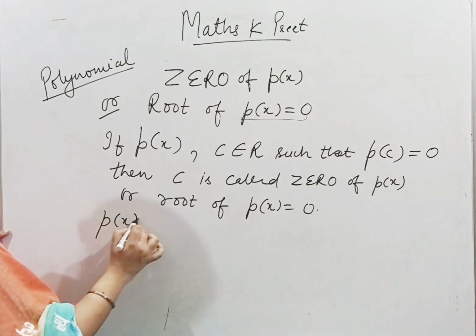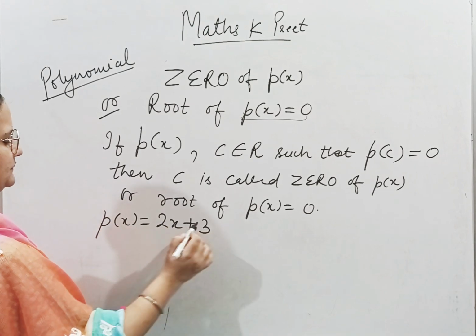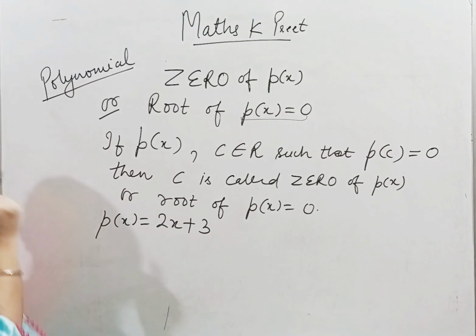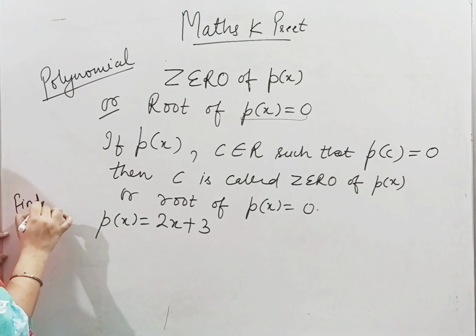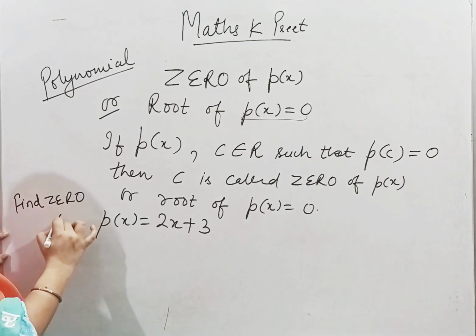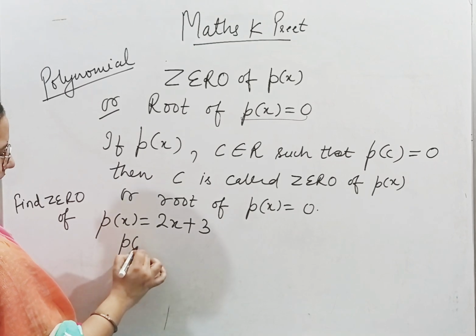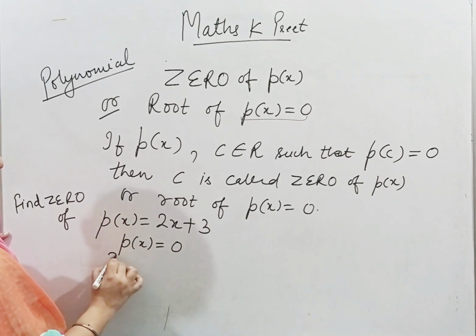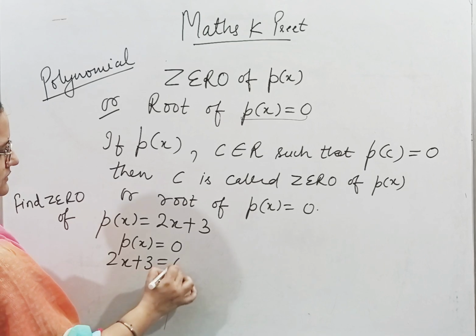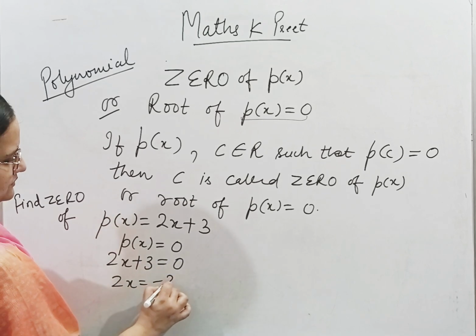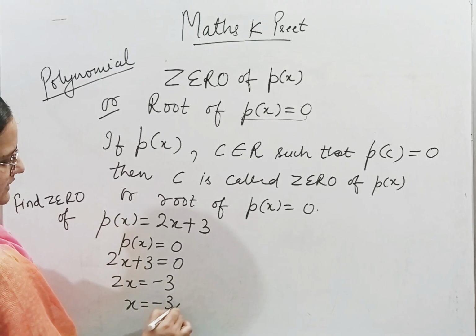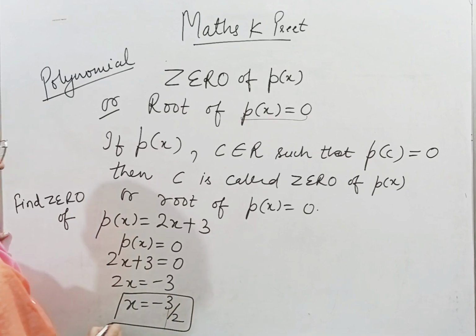Say p of x is equal to 2x plus 3. If they are asking to find the zero of p of x equals 2x plus 3, we will just equate this p of x to 0. Then 2x plus 3 is equal to 0, 2x is equal to minus 3, x is equal to minus 3 by 2. This is giving us the zero of p of x.